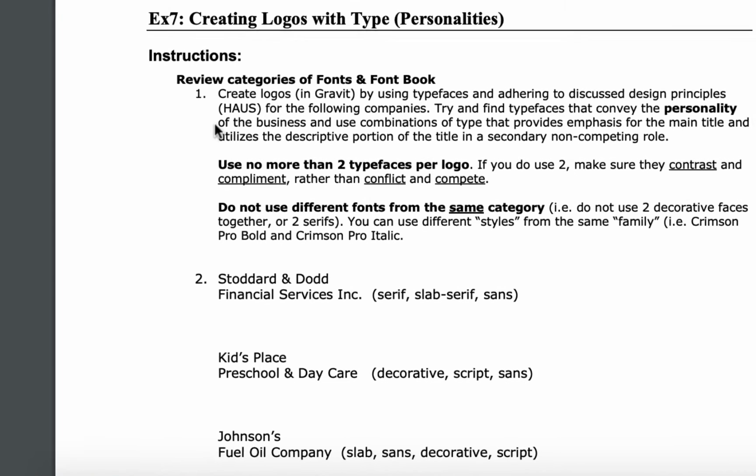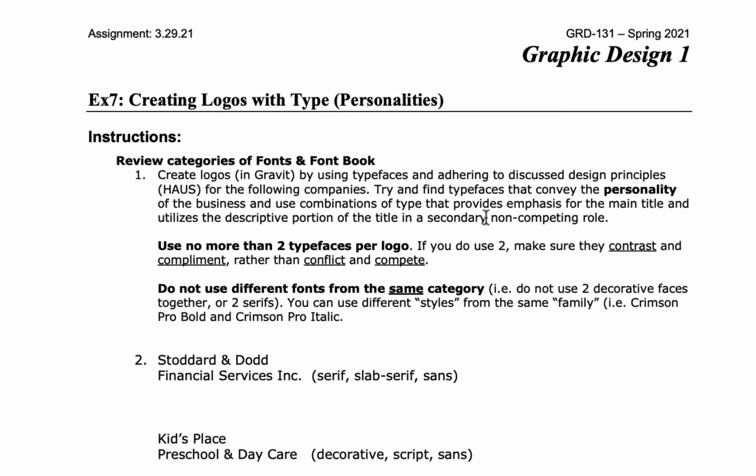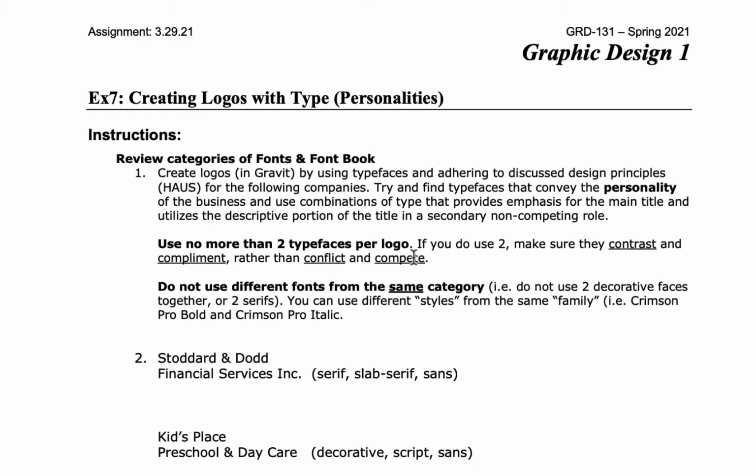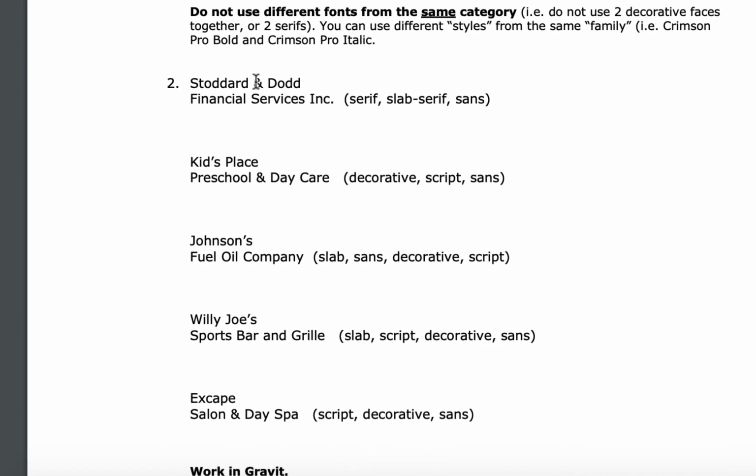And what it says here, there's only 2 steps. It said create logos in Gravit, and I have a file for you to work on. And kind of like we were looking at that exercise where we were looking at what makes a logo, a text logo, we're going to kind of use that, and you're going to make your own logos. We have 5 companies here. Financial services, a preschool and daycare, a fuel oil company, sports bar and grill, and a salon and day spa.